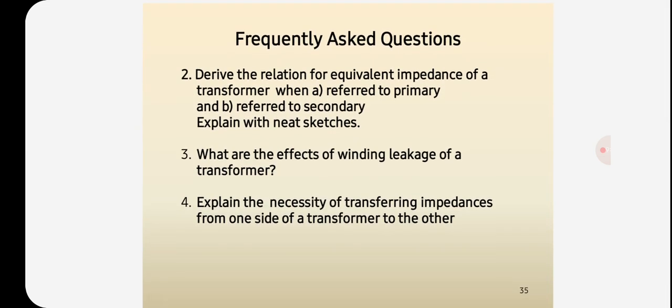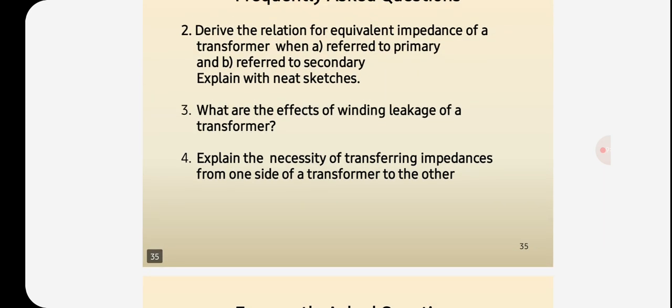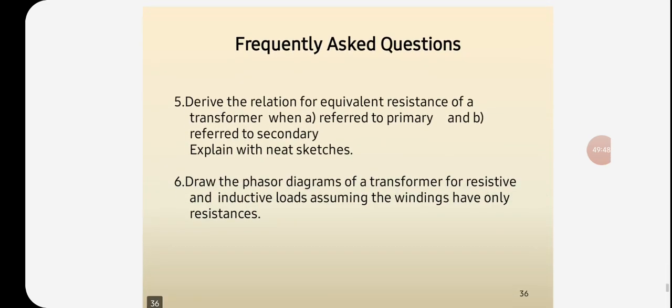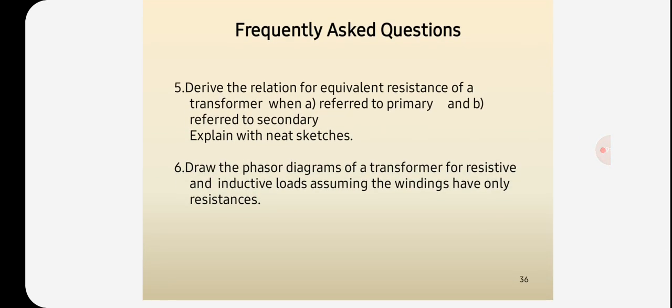Also in frequently asked questions, second is: derive the relation for equivalent impedance of the transformer when referred to primary and when referred to secondary. Explain with a neat sketch. What are the effects of winding leakage of the transformer, and explain the necessity of transferring impedances from one side of the transformer to the other. Also derive the relation for equivalent resistance of a transformer when referred to primary and referred to secondary. Explain with neat sketches.